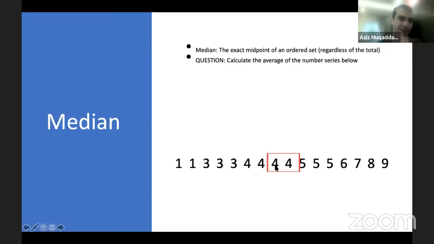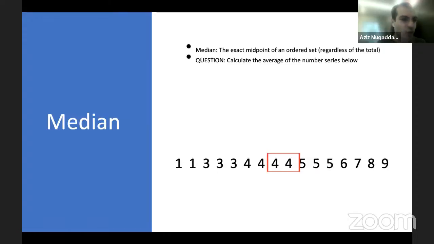If you have even numbers, you have 2 middle numbers or middle units, so you calculate whatever is in between those two. If you have odd numbers, it's better because you would have one half to the left and one half to the right. That would be the exact midpoint, and that would be called the median.